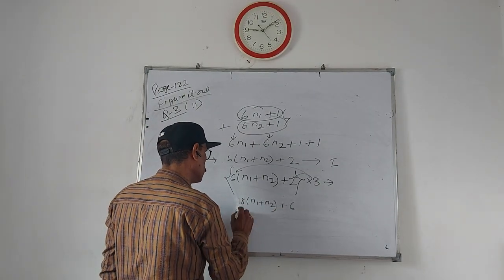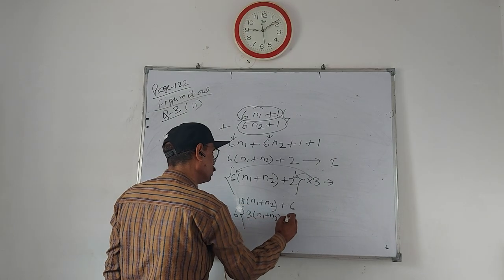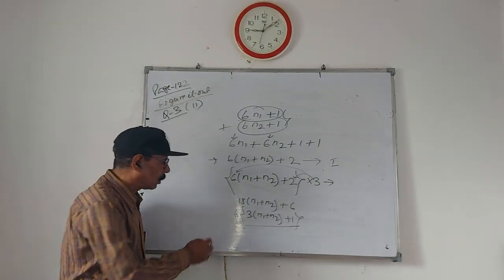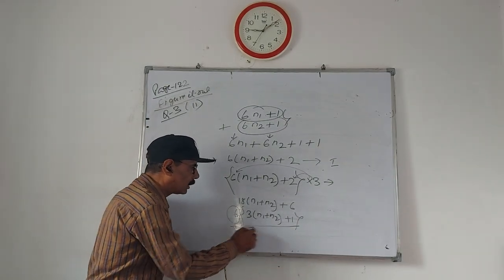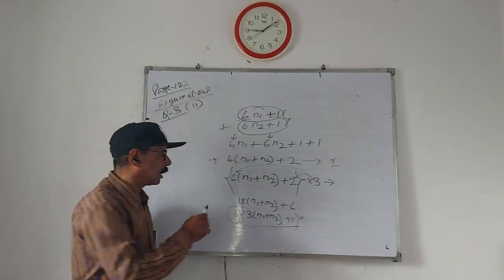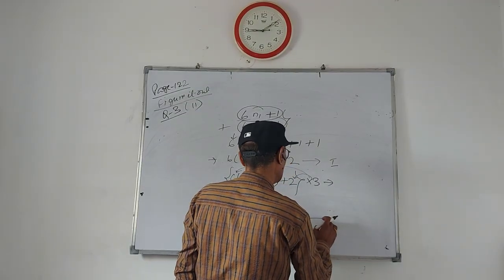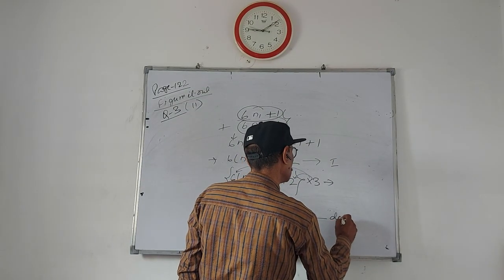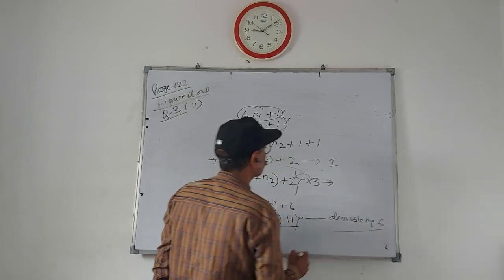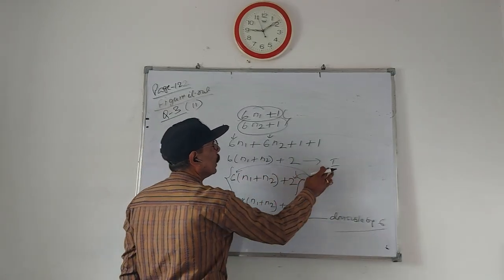So this will be 6 times (3 times (m1 plus m2) plus 1). The equation will be like this. So now what is the number? This resultant number has a factor of 6. So here the number is divisible by 6. But here the number was not divisible by 6.